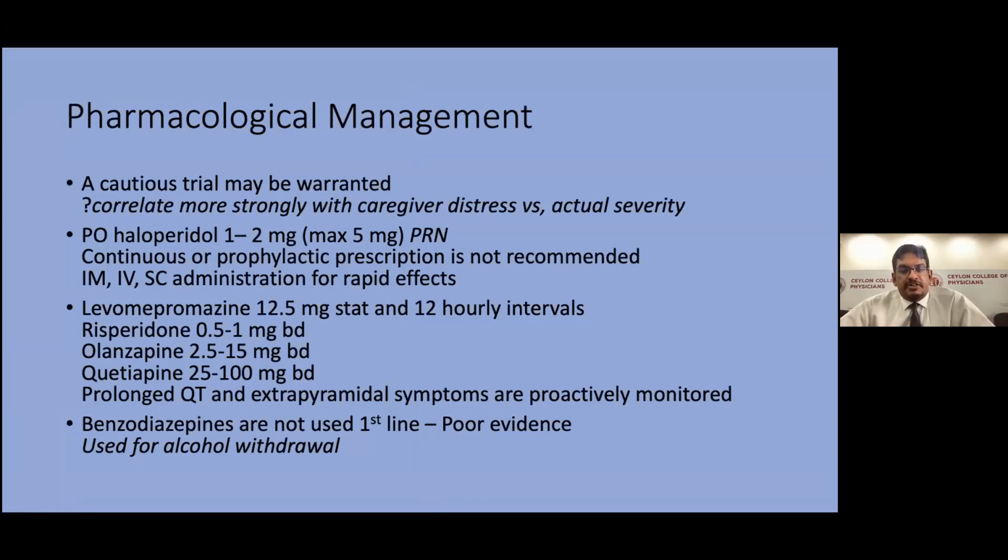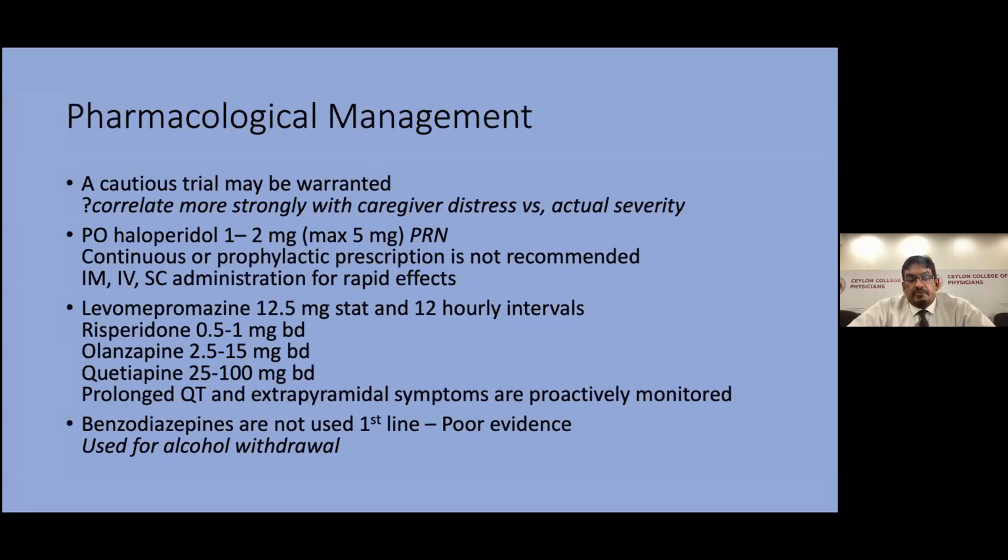Briefly, a little bit of pharmacological management. Cautious trials may be used. Things like haloperidol can be used as needed. Continuous prescription is not recommended, but as needed, one could give drugs like haloperidol in the form of intramuscular, intravenous, and subcutaneous methods as well. But be mindful of the side effects, especially electrolyte abnormalities, the QT prolongations, etc. And there's a whole heap of other drugs like levomepromazine, risperidone, olanzapine, quetiapine. Be mindful of prolonged QT.